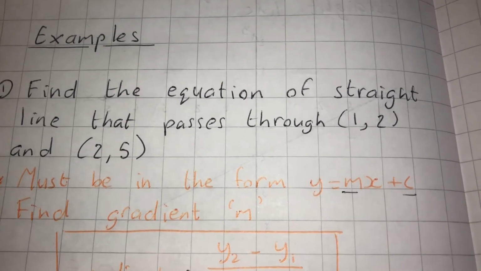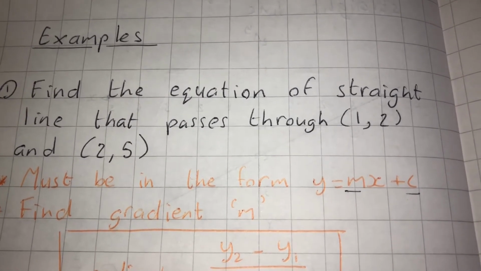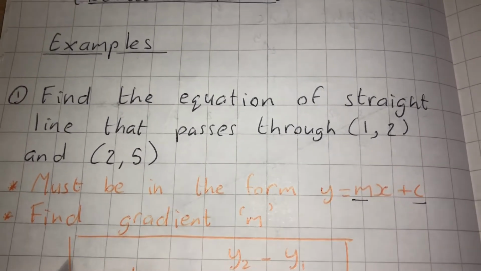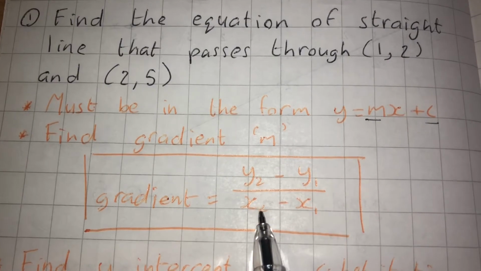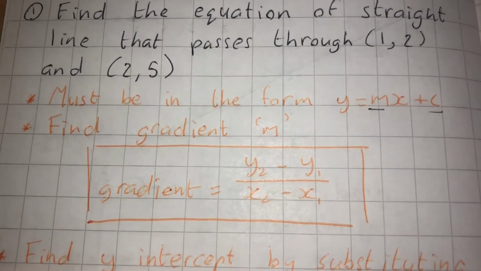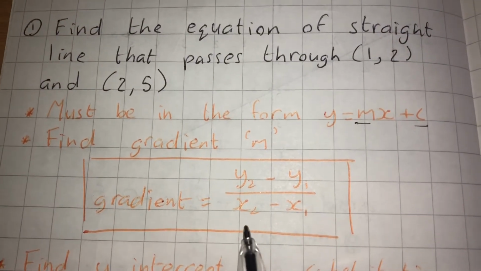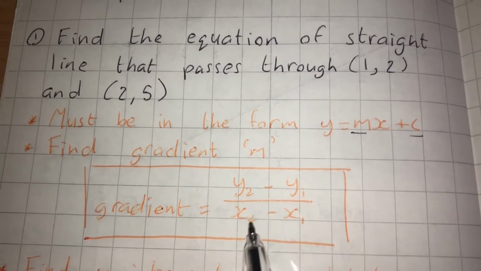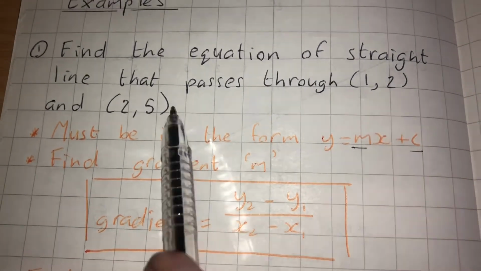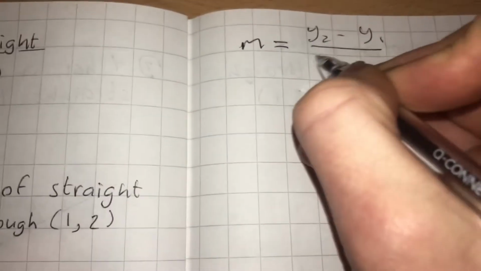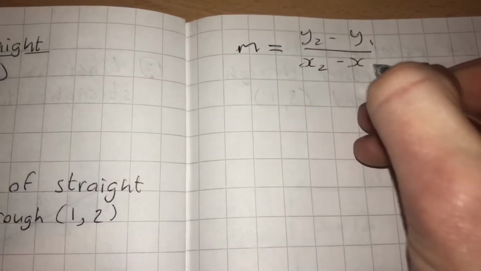So m as the gradient is exactly the same as in the previous video where we looked at how we found the gradient between 2 points. We must use this version of the gradient formula. So gradient is equal to y2 minus y1 over x2 minus x1, where the x and y values are found within the coordinates given. Okay, so first thing I'm going to do is find m, the gradient, which is y2 minus y1 over x2 minus x1, and I'm going to show what we're substituting in.